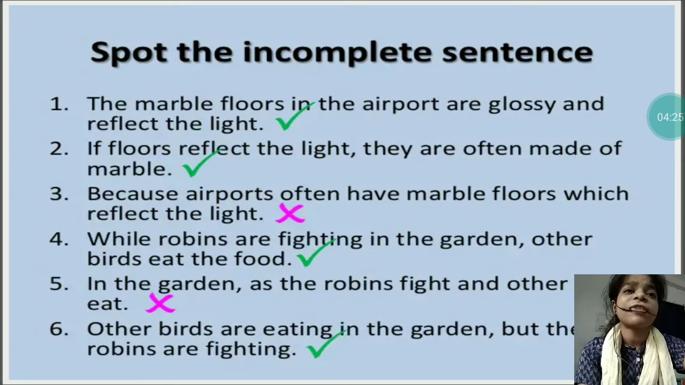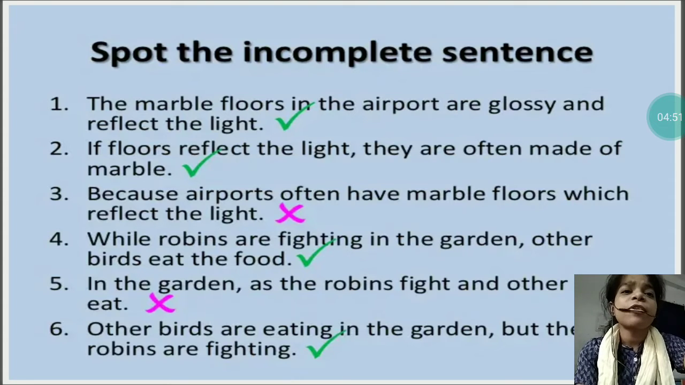"If floors reflect the light, they are often made of marble." Again, it is complete, because airports often have marble floors which reflect the light. Now see, in this sentence we need to add something before these words, and as we need something, it is an incomplete sentence, and hence it will be called a dependent clause or subordinate clause.